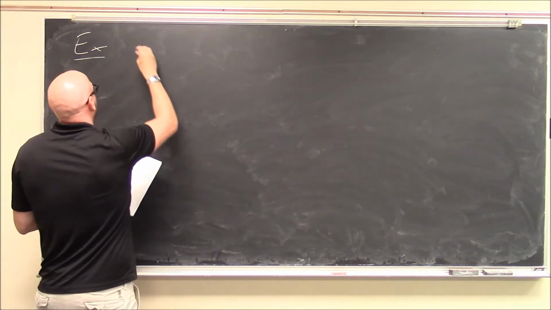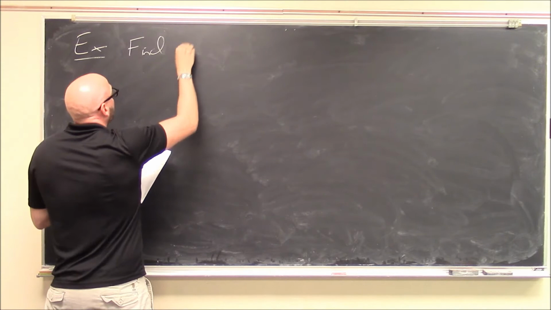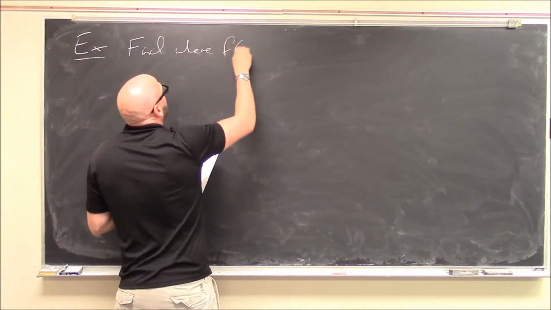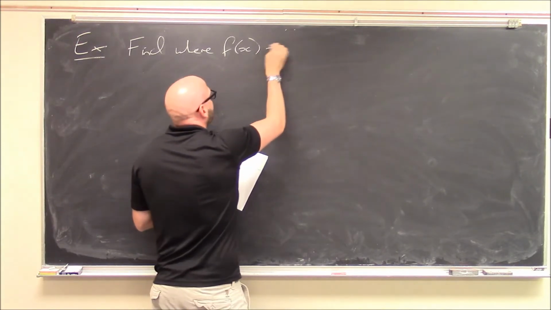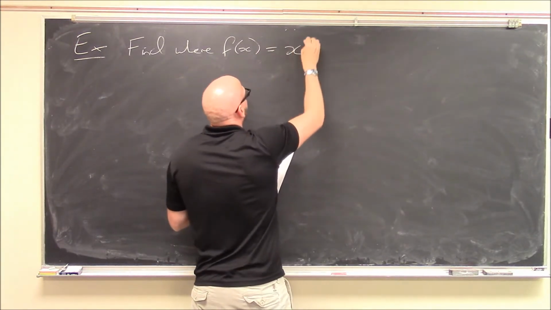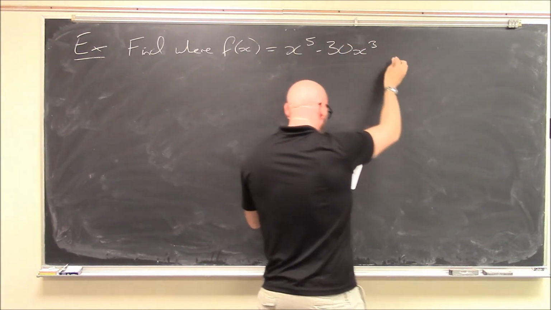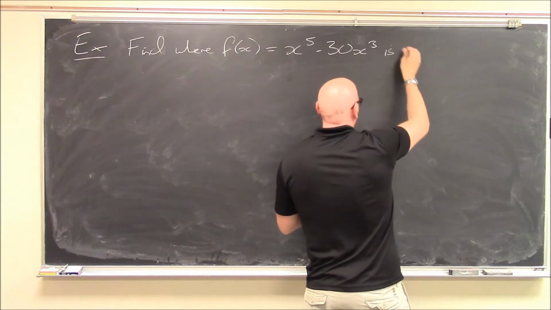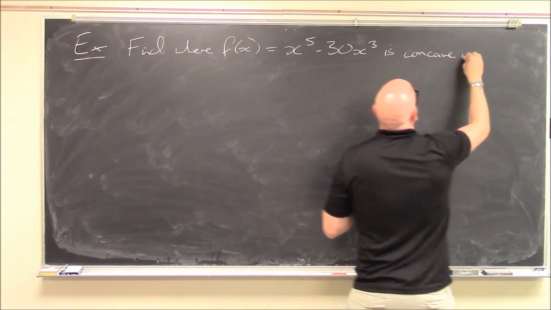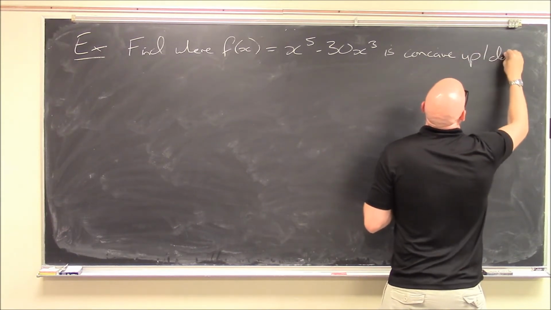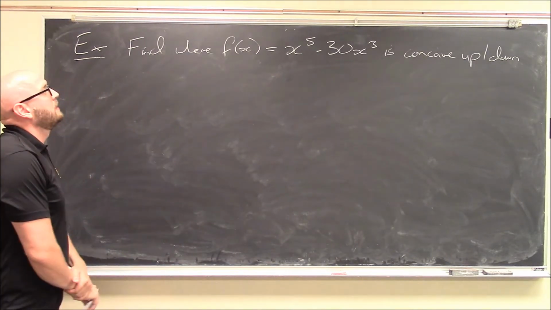And so here's a simple example. Let's say find where f of x is, oops, I should tell you what f of x actually is. f of x is x to the fifth minus 30x cubed. Find where this is concave up or down. And when we do this, we'll be able to list all the inflection points too. So concave up or down.